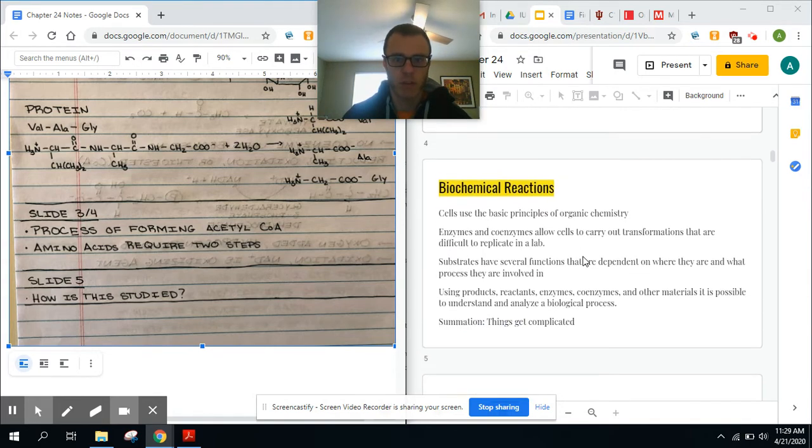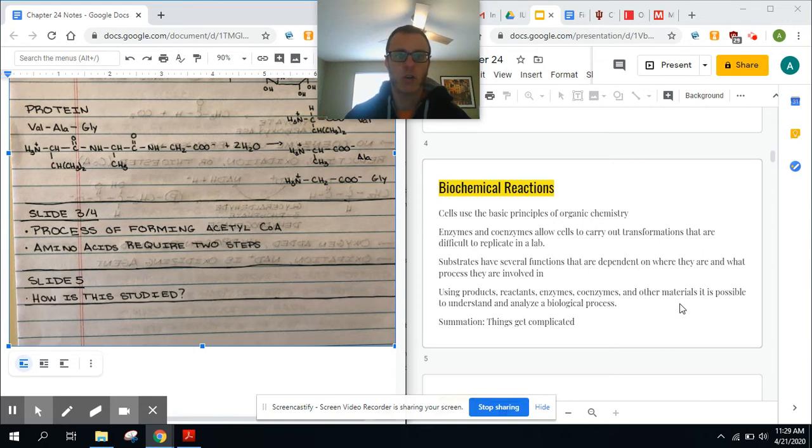Here we go, this is step 5. This is a biochemical reaction. Cells use the basic principles of organic chemistry, which is why we do that first. Enzymes and coenzymes allow cells to carry out transformations that are difficult to replicate in a lab. Substrates have several functions. You can read this: using products, reactants, enzymes, coenzymes, and other materials to understand and analyze the biological process. Summation. This is super complicated stuff.